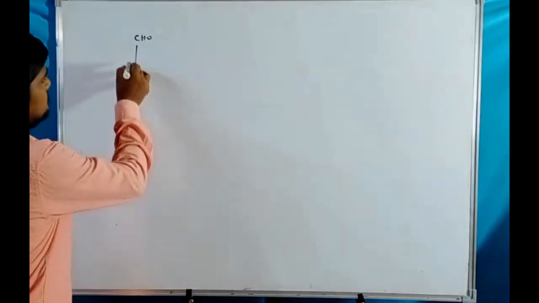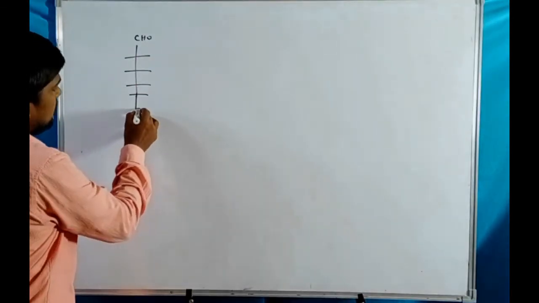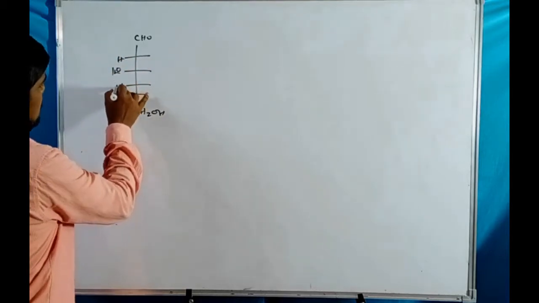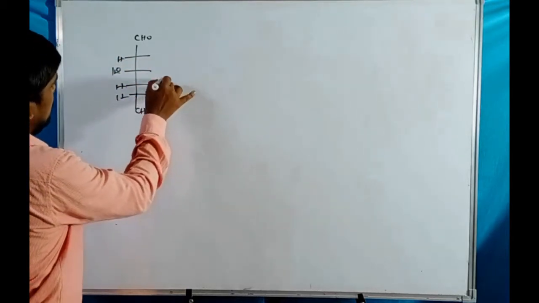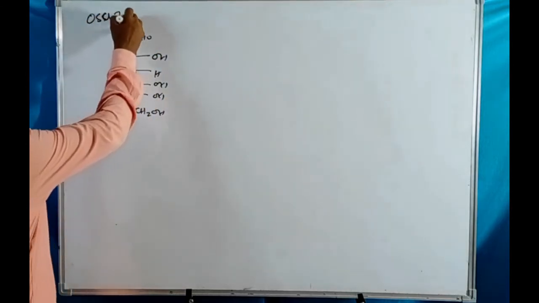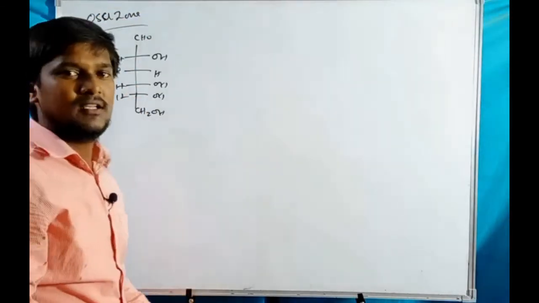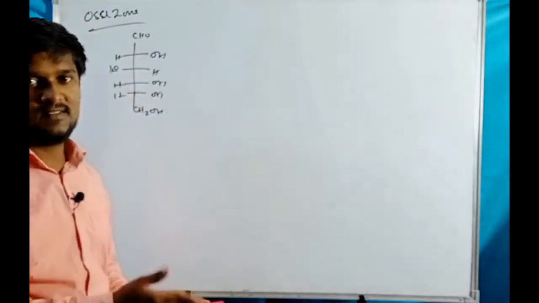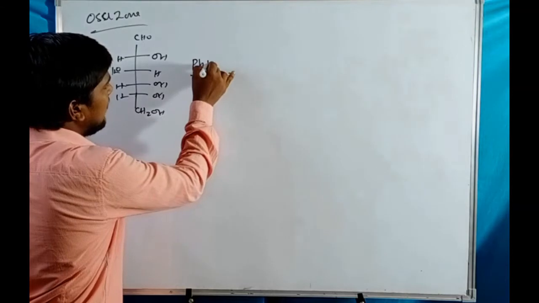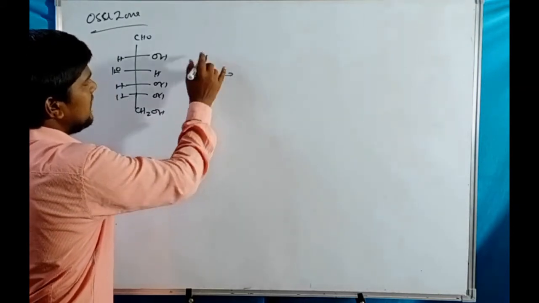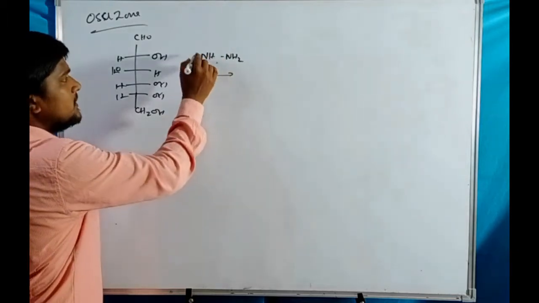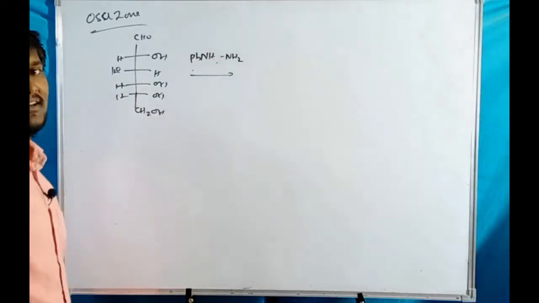Here CH2OH, HOH, HOH, OH, OH, H. So this is the osazone derivative test. Osazone uses the open chain form, not the cyclic form. Osazone comes from phenylhydrazine. NH2NH2 is called hydrazine. If one of the hydrogen atoms is replaced by phenyl, it is called phenylhydrazine.